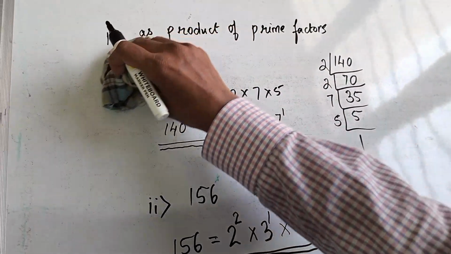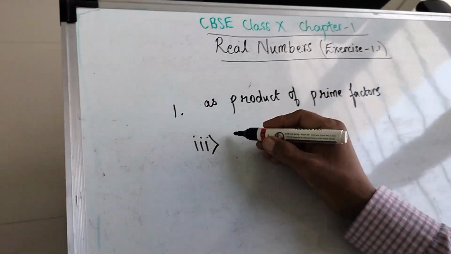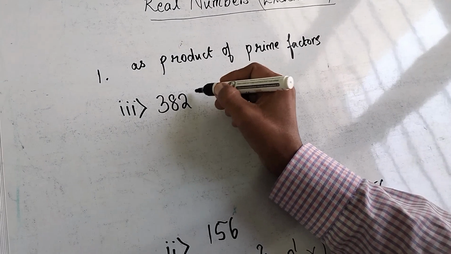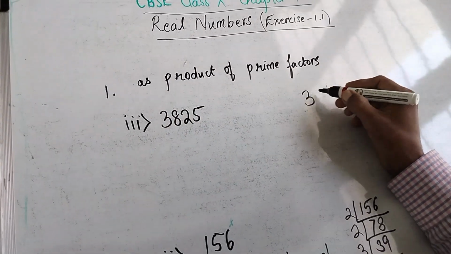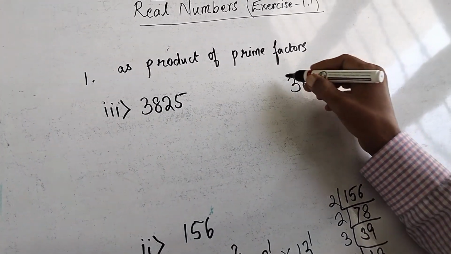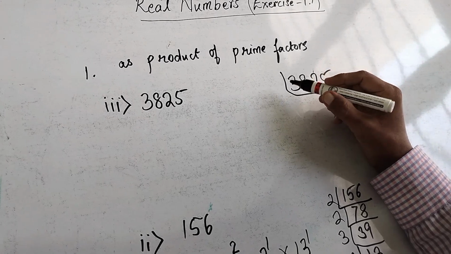Third number is 3825. The third question is 3825. For this 3825 आप देख सकते हैं प्राइम फैक्टर्स क्या क्या है.